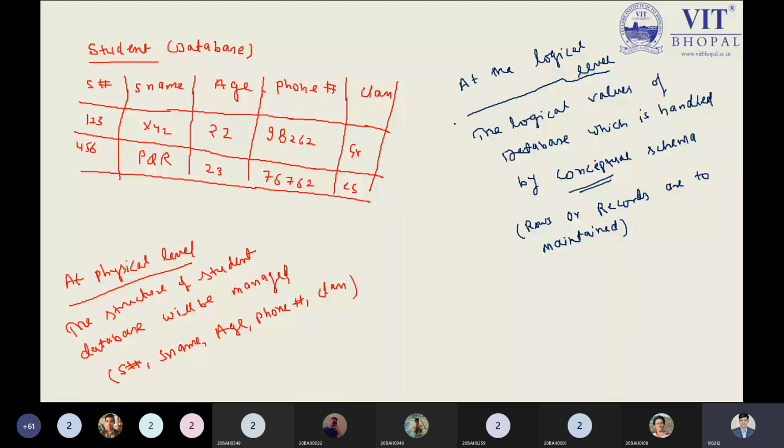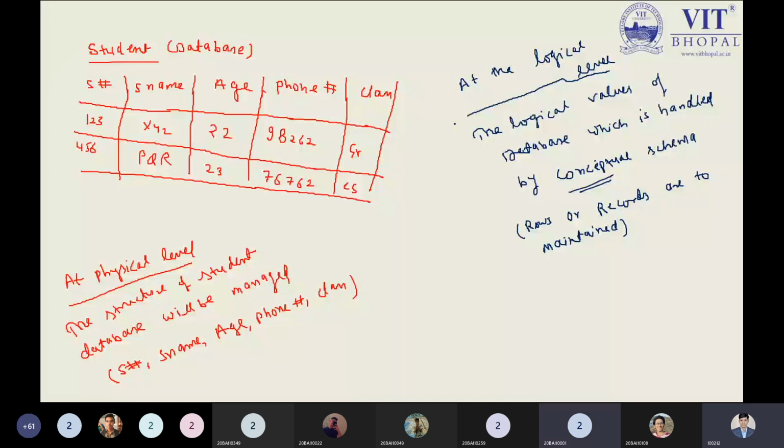You can't put the student name as 756. Your name could not be 756. This could be the roll number, this could be the phone number, this could be any digit which is followed by proper meaning. So to apply meaningful information, we have a logical level. So our work or our information on the disk will be divided into various levels. That was the point. Now clear?